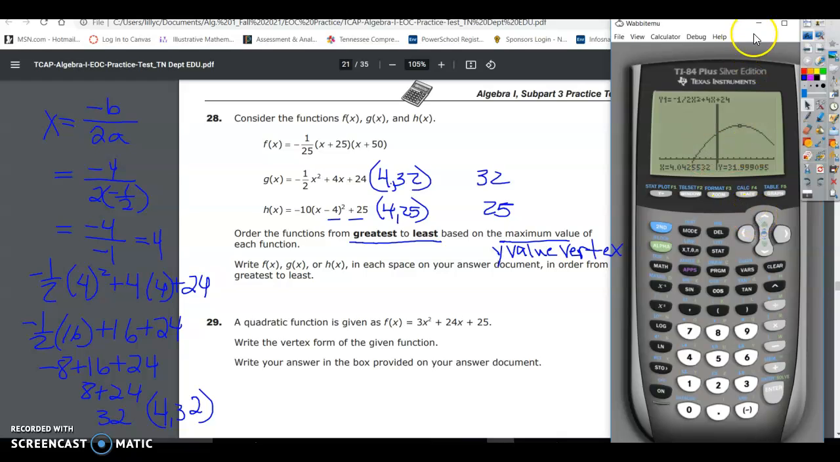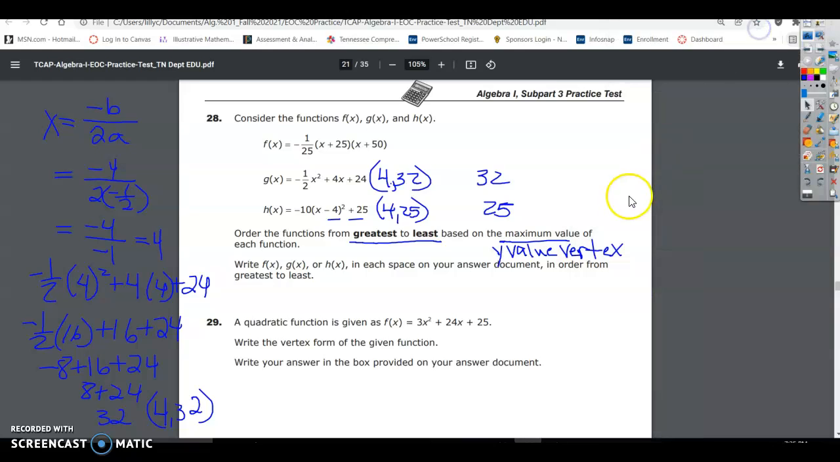All right, let's look at f of x. This one is probably the most difficult just because of the numbers and how large or small it's going to be when you get done multiplying. We can type that one in our calculator as well, but let's look at it algebraically first.